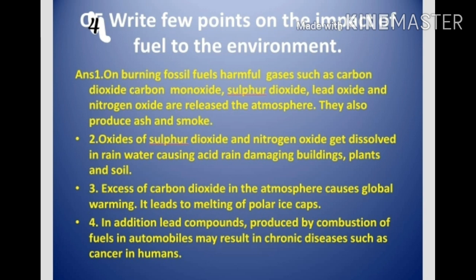These become frequent. The last point is, in addition, lead compounds produced by the combustion of fuel in automobiles may result in chronic diseases such as cancer in humans. Chronic disease means diseases which take a very long time to cure or which cannot be cured for a lifetime. So these chronic diseases are produced due to lead compounds.